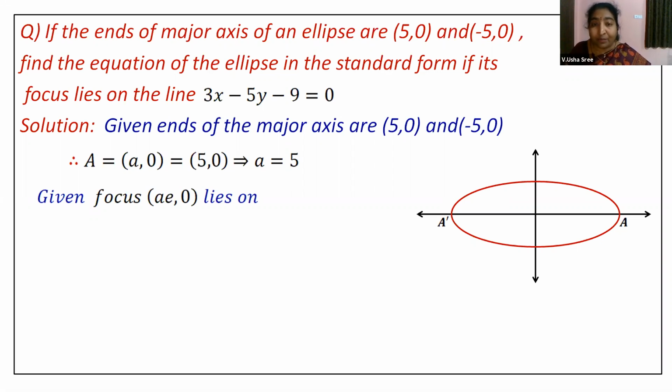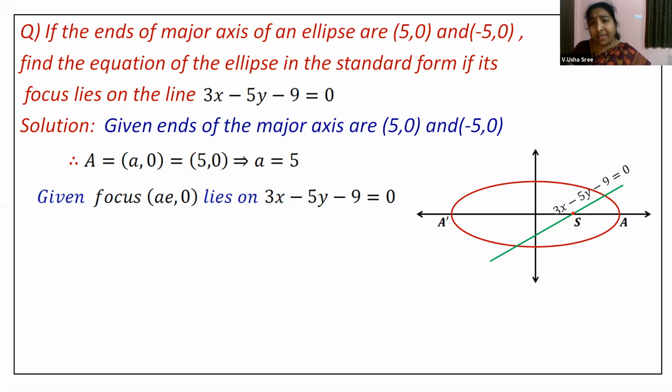It is on the line. Which line is that? 3x minus 5y minus 9 is equal to 0, right? So you have a line. Now here is the point S. This is the line. On this line, you have point S, which is focus, right?